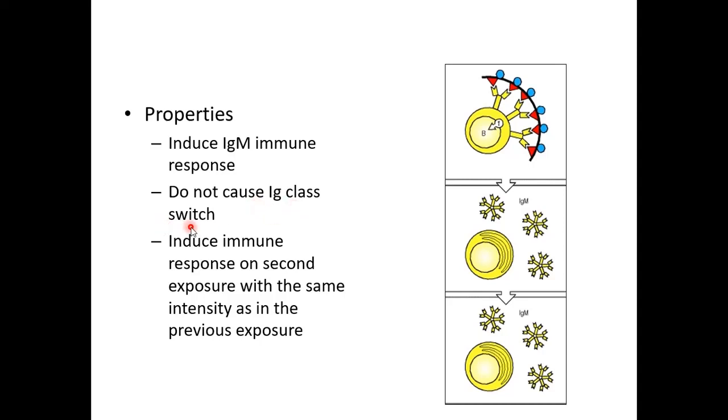Ig class switching is a biological mechanism that switches one isotype of antibody, such as IgM, to another, such as IgG. The antibody retains affinity for the same antigen but can interact with different effector molecules. These will induce the immune response on second exposure with the same intensity as in the previous exposure.